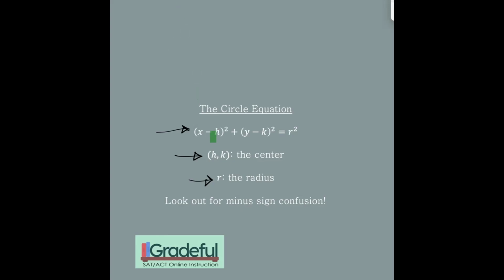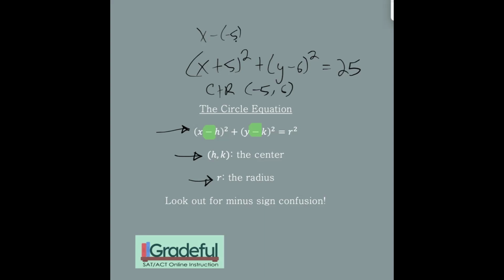That's because whenever you have a negative sign in the formula, it means that what you see is the opposite of what's really happening. For instance, if I have (x plus 5) squared and (y minus 6) squared equals 25, the center would be negative 5, positive 6, because plugging in negative 5 would look like this, and then you'd get the positive. And plugging in positive 6 would look like this. And of course, the radius is 5, because this number is not your radius, it's your radius squared.